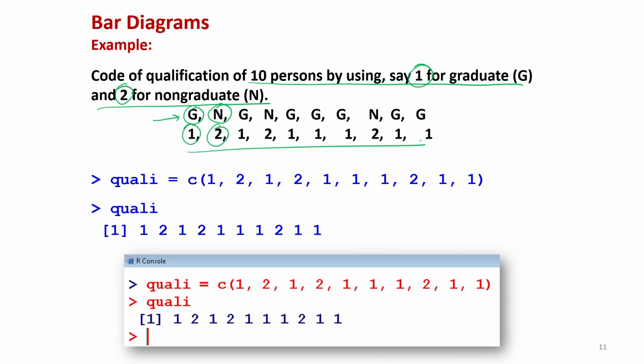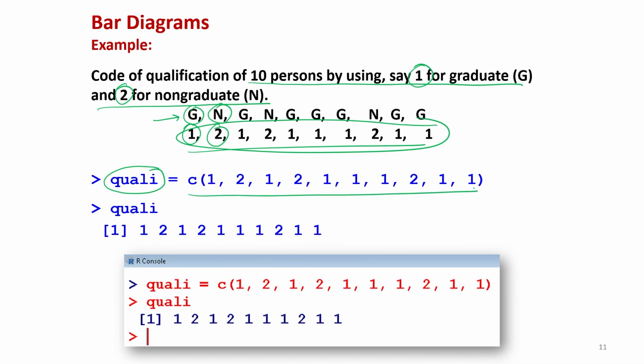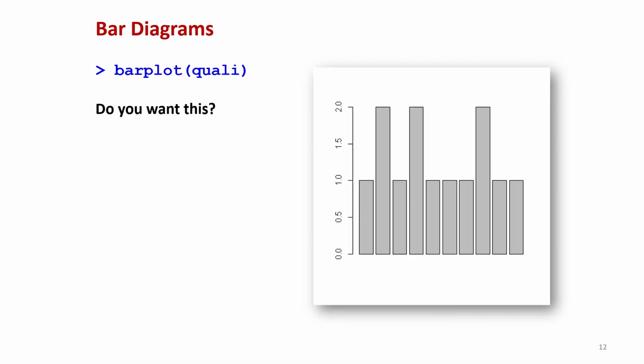Because you know that when you deal with statistics, unless and until you give the data in the form of numerals, the statistics will not understand it. Right. So let us collect this data of 1, 2, 1, 2, etc. in a data vector quali, which is something like qualification. I am using the c command, and then I am entering the data. So now let me create this bar plot.